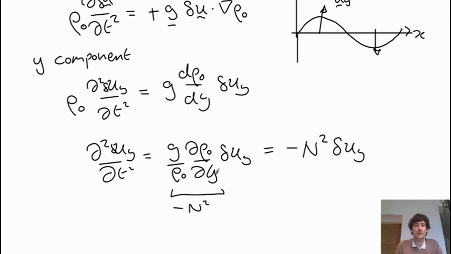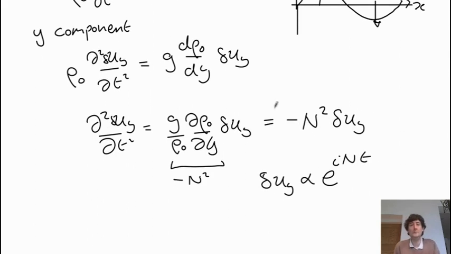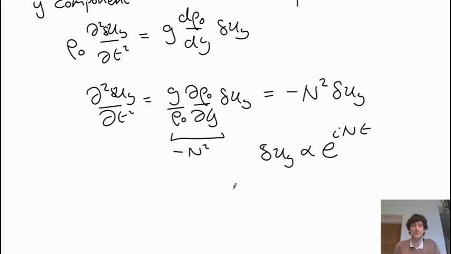So d rho by dy is negative because density is dropping with height, and g is positive, pointing down, so this whole thing is a negative quantity, and so n squared here is positive. The solution looks like delta uy is proportional to e to the i n t. So n here is a frequency, so you differentiate this twice with time and you get a minus n squared coming out the front. And so if n is positive, then this is an oscillation, so n greater than 0.